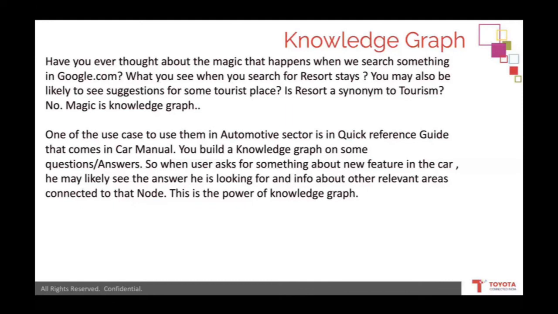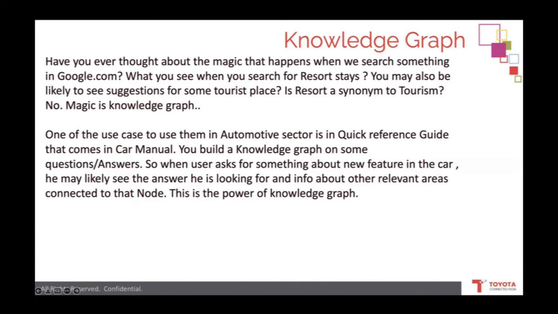I'm not sure if you search in Google now you will get this tourism response, but this is how the knowledge graph works. When we search for resort, it should also bring us tourism based responses. That is the magic done by the knowledge graph, I mean the graph present in the underlying system.